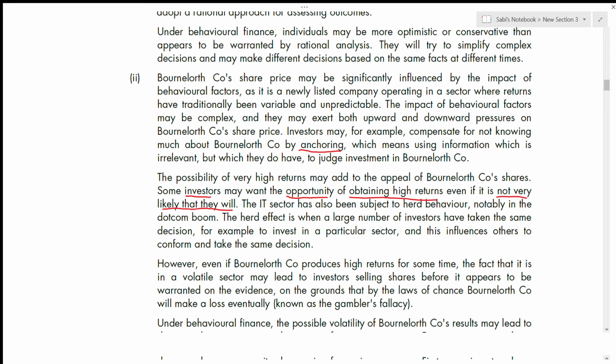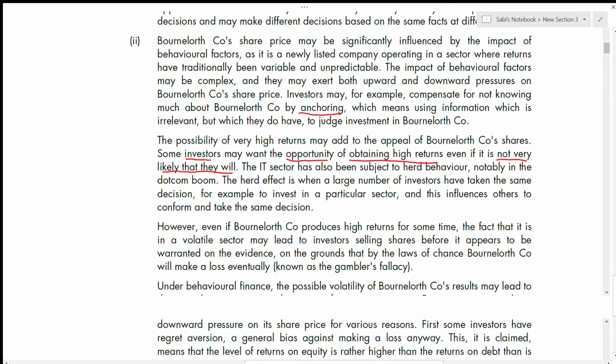One of the other behavioral factors. Third, so anchoring is number one. This is number two. The IT sector has also been subject to herd behavior. This herd behavior is number three. Make sure that whenever a behavioral factor is there, don't just write common sentences. You need to write these words: anchoring, herd behavior. All these terms need to be used and explained also. Right? So the IT sector has also been subject to herd behavior.